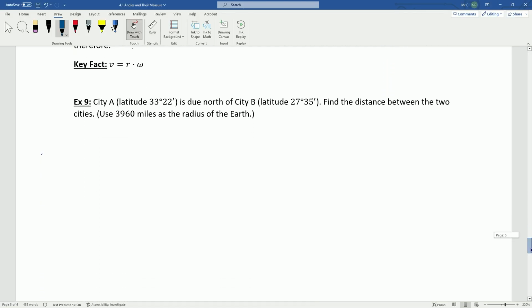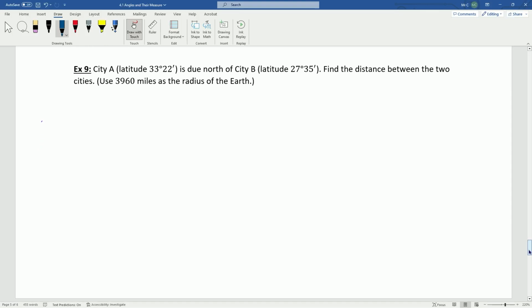Okay, so now we're going to take a look at a classical application problem for these sorts of angle measures and relationships. City A at latitude 33 degrees and 22 minutes is due north of city B at latitude 27 degrees and 35 minutes. Find the distance between the two cities. Use 3,960 miles as the radius of the Earth.